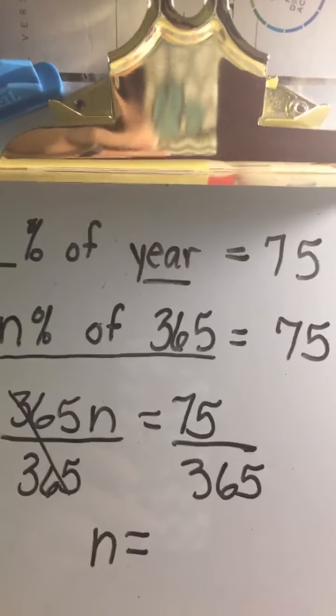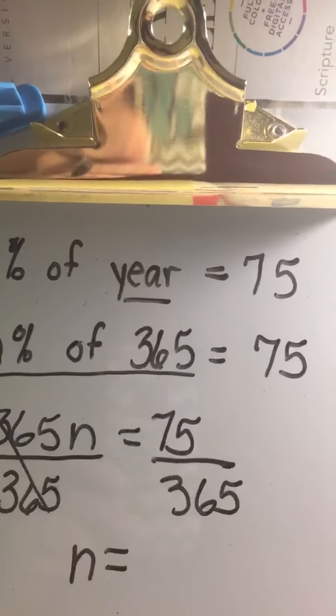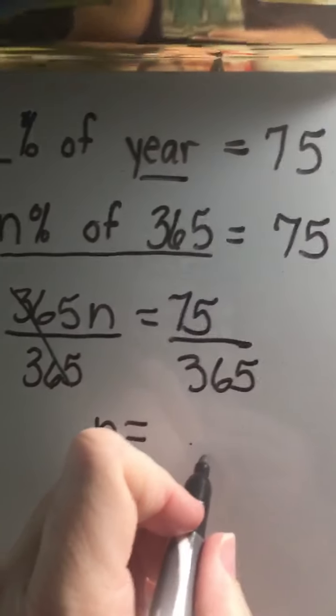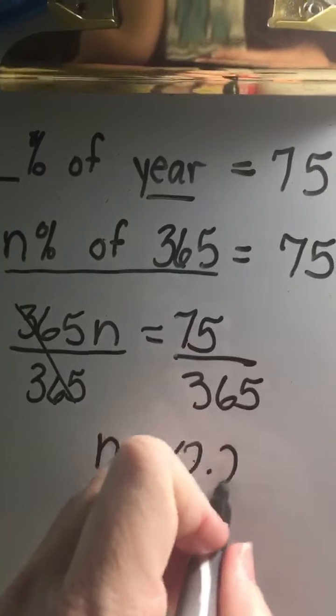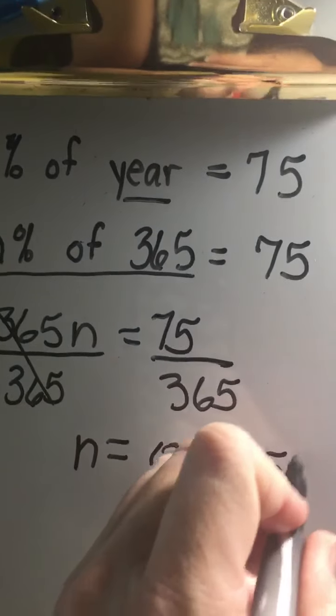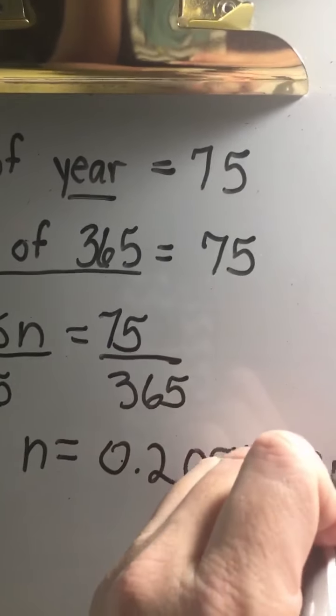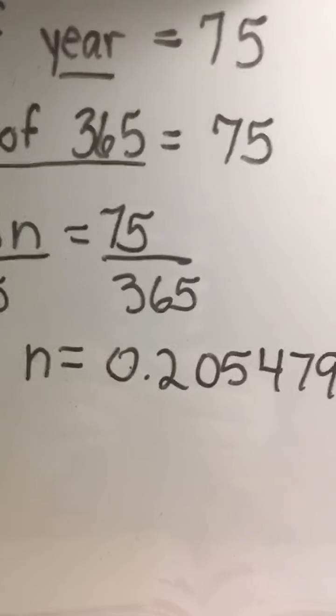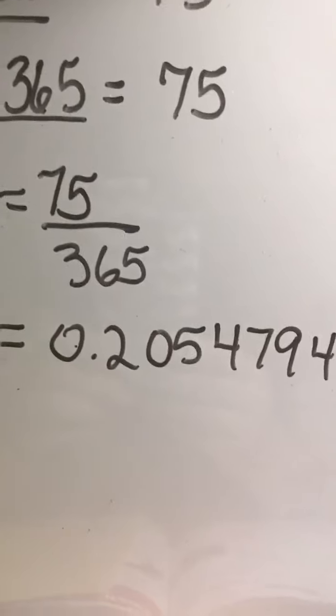Here's your calculator. And you should have come up with 0.205479, and it probably goes on and on. But we don't have to write any more than that. We don't even have to write all of that.